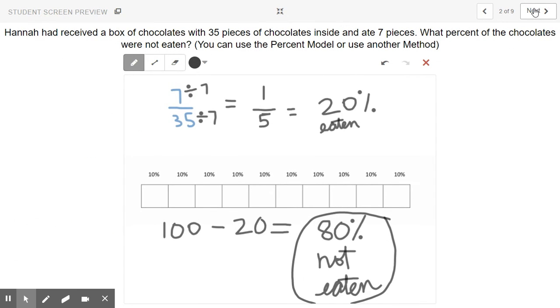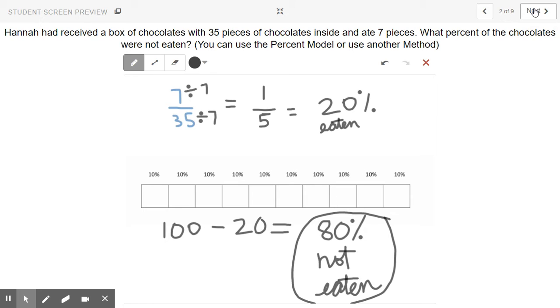Hannah received a box of chocolates with 35 pieces inside and ate 7 pieces. What percent of the chocolates were not eaten? You can use a percent model or another method. I put the amount eaten in fraction form, 7 out of the 35 pieces were eaten. I can't change 35 into a percent, so I simplified the fraction 7 over 35 to 1/5. Now I know 1/5 is a benchmark fraction, which equals 20%. That's the percent of the chocolates that were eaten. That means the rest were not eaten, which is 80%.